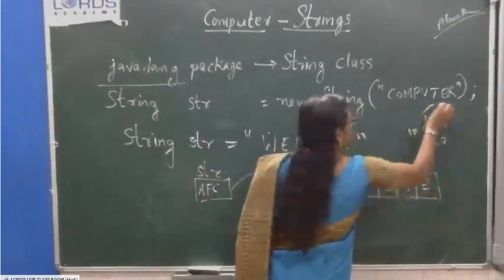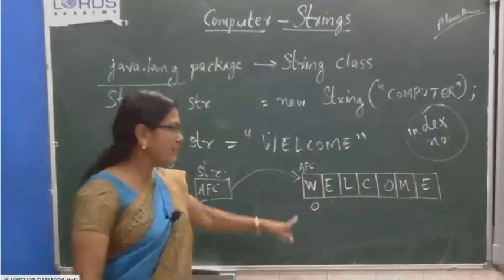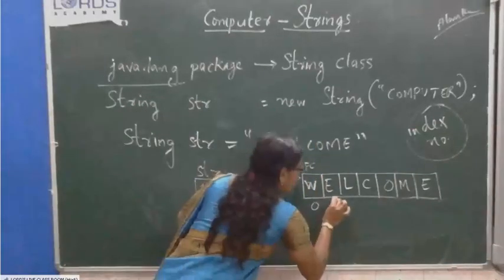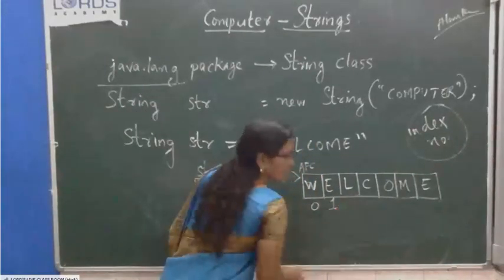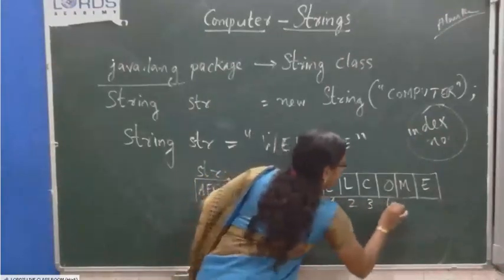First storage location has the index number 0. Second storage location has the index number 1. Third storage location 2, 3, 4, 5, 6.